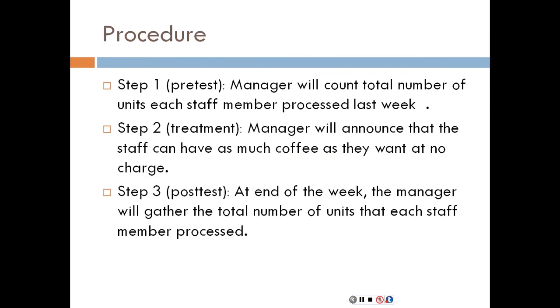And let's look at the procedure here. Remember, pre-test, treatment, and then post-test. So for the pre-test, we need our baseline data here, our baseline score. So the manager will count the number of units each staff member processed last week. Now our treatment is the manager announces that the staff can have as much coffee as they want at no charge. And then the post-test: at the end of the week, the manager gathers the total number of units that each staff member processed to determine if they had a significant increase in the amount of production, in the amount of units that they produced.